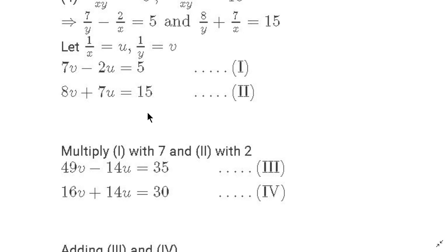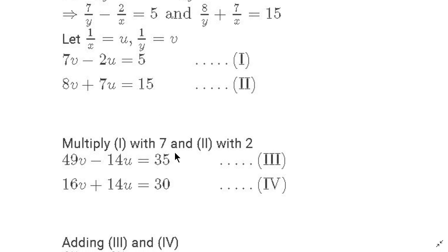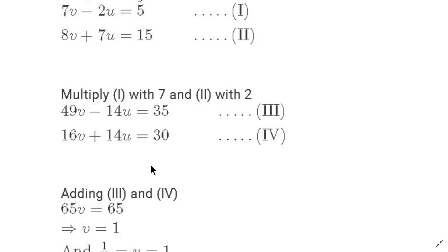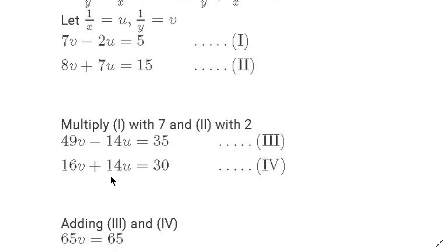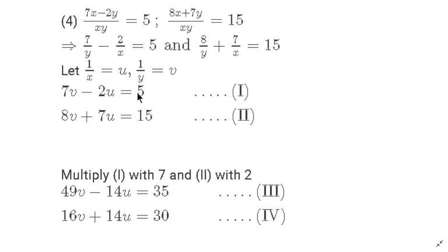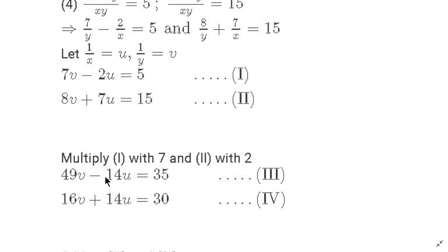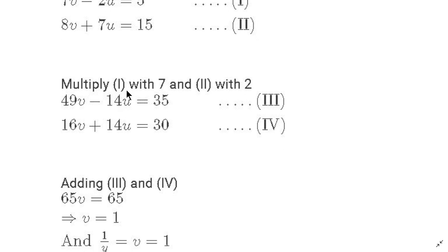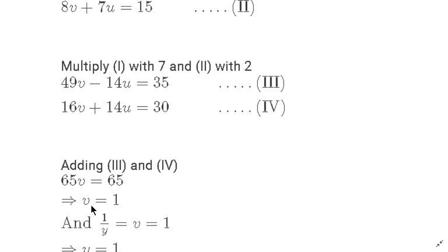Now we will multiply one of the equations with 7 and one of the equations with 2, so that we get some similar terms to cancel out. We will get minus 14u plus 14u after multiplying equation 1 with 7. Why are we multiplying by 7? Because we want the terms minus 14u plus 14u to cancel out, right?